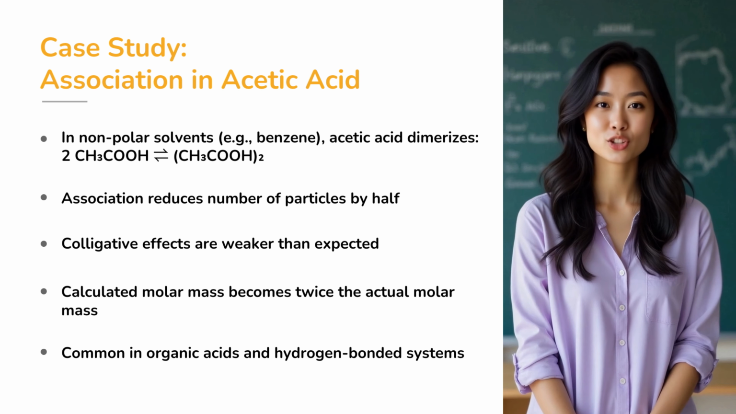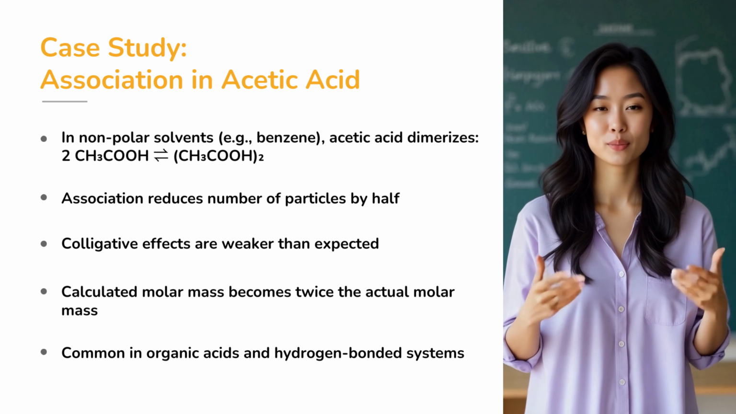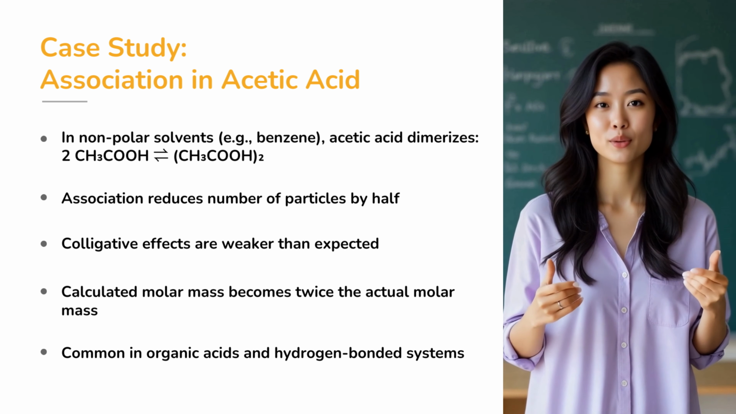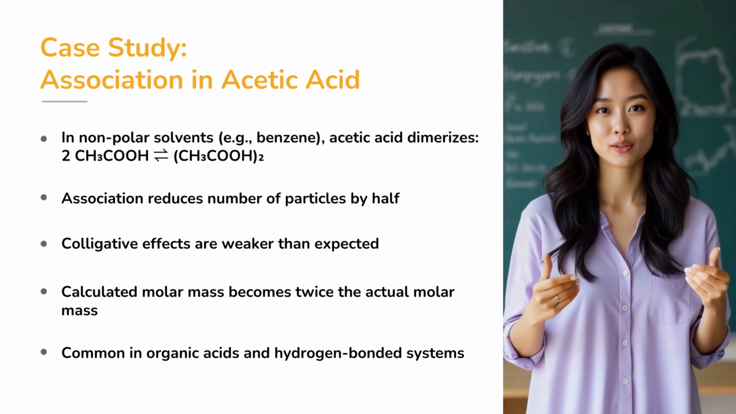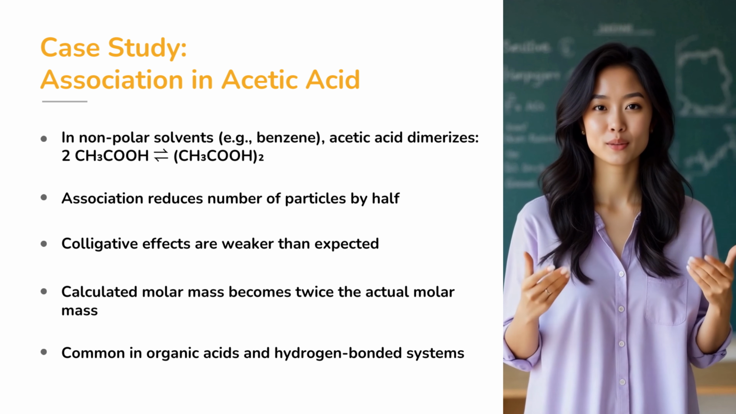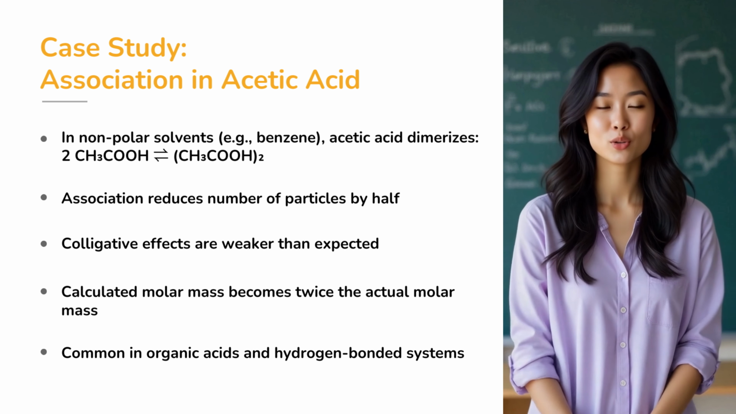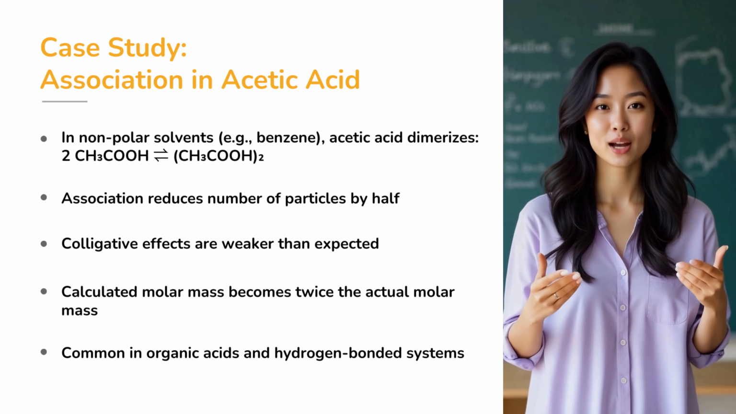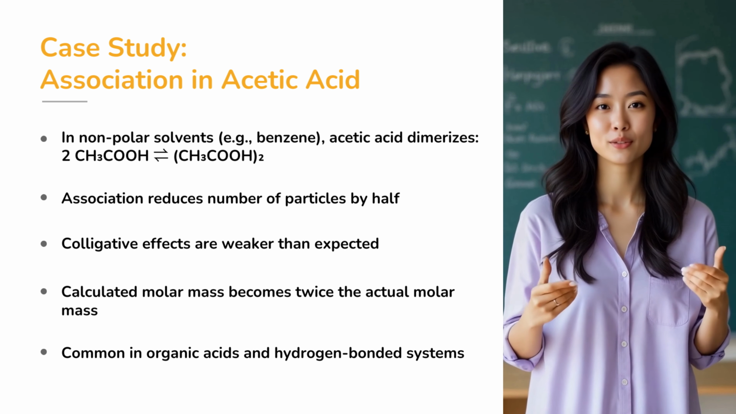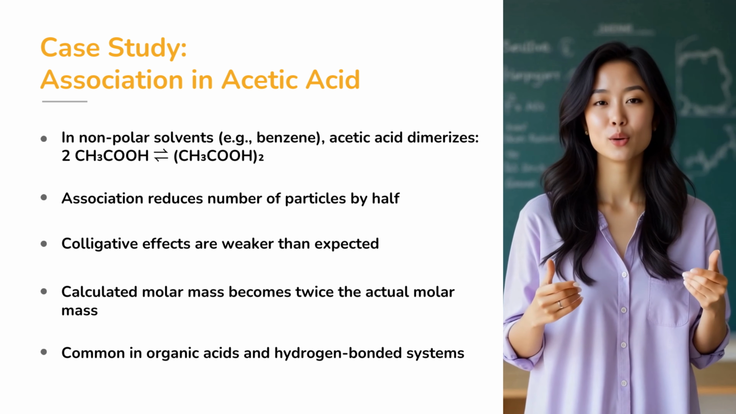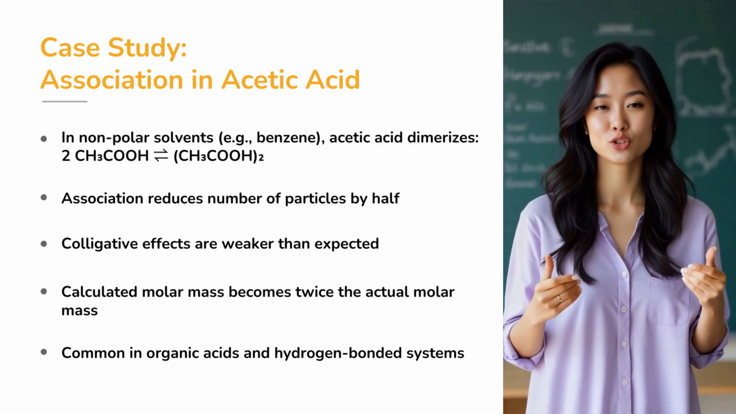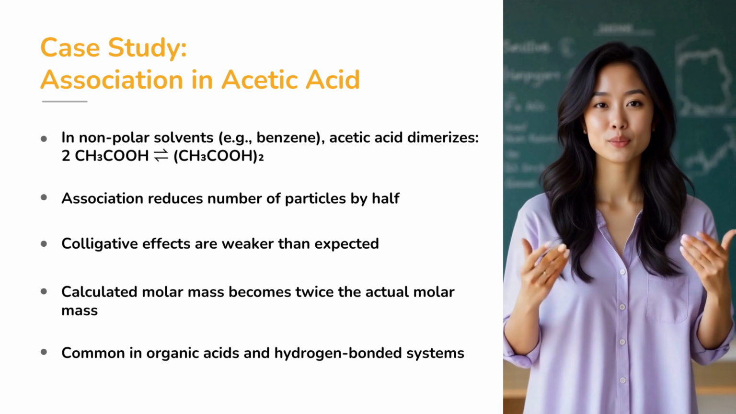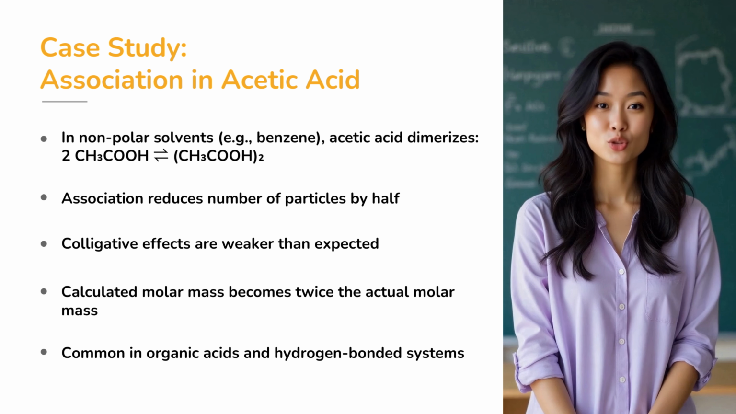This is a classic case of lower than normal molar mass due to dissociation. Now, let's look at association, where molecules combine instead of splitting. In benzene, ethanoic acid, acetic acid molecules tend to dimerize. 2 CH3COOH ⇌ (CH3COOH)2. Due to hydrogen bonding, 2 molecules associate into 1. This reduces the number of solute particles. If all molecules dimerize, the number of particles becomes half. As a result, ΔTb or ΔTf becomes half of what it should be. The calculated molar mass appears to be twice the expected value. This is a case of abnormal molar mass due to association.